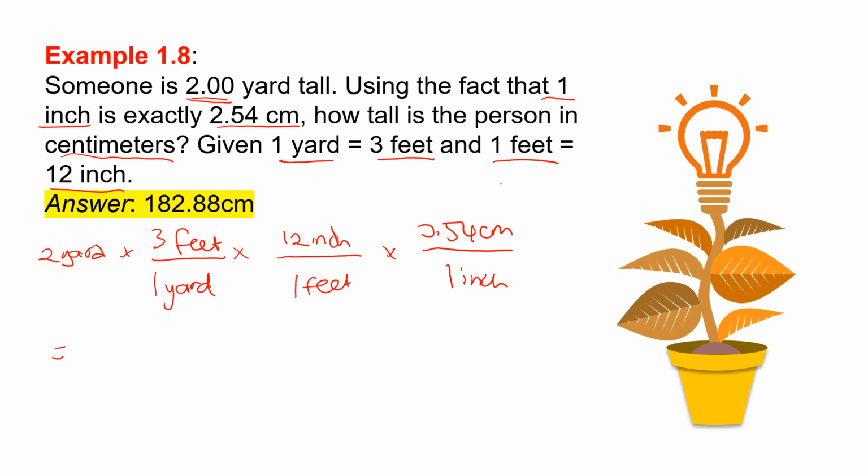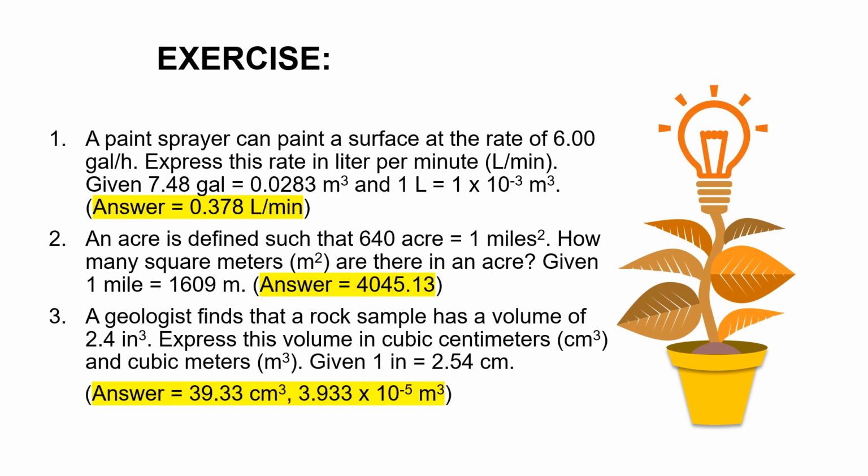So what is the answer? 2 times 3 times 12 times 2.54. The answer is 182.88 cm. Okay, simple as that. Just convert the unit. If you look here, you can actually cancel. When you can cancel the units, it means the conversion is right. So you can proceed with the conversion calculation.